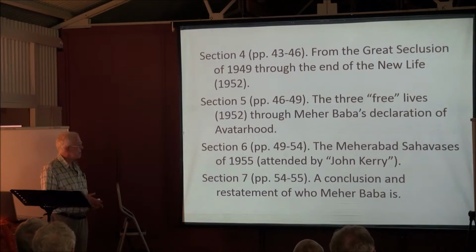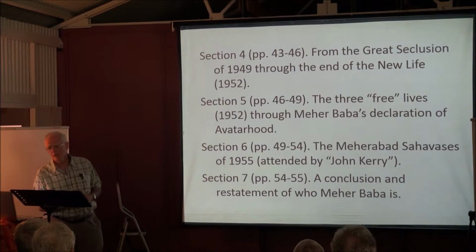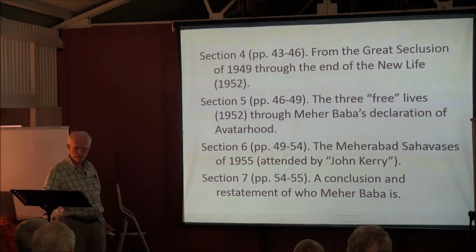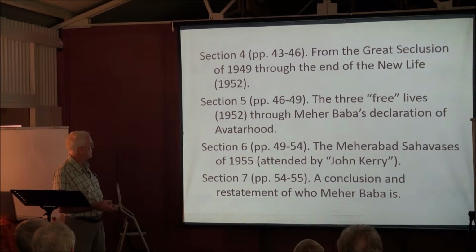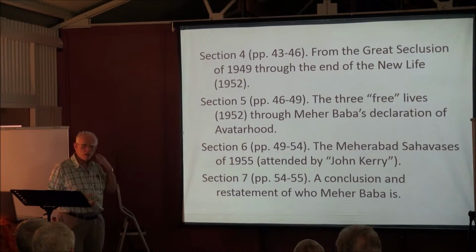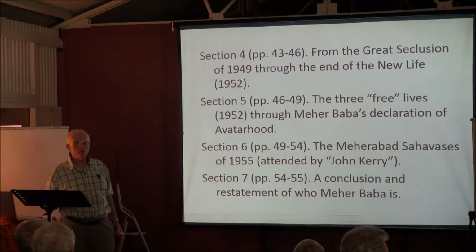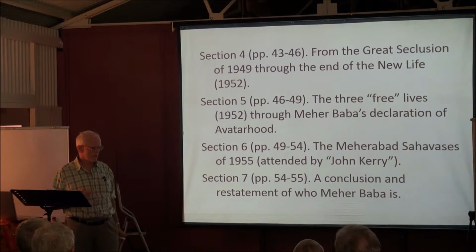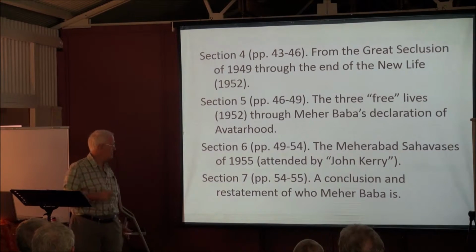Section 5 is about the free lives, the complicated free life, the full free life, and the fiery free life in 1952, up through Baba's declaration of avatarhood. There's a long section there where he quotes from the Highest of the High. Several stanzas are in fact a quotation of those messages.